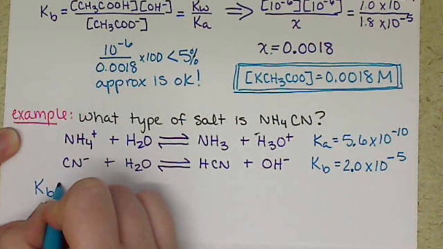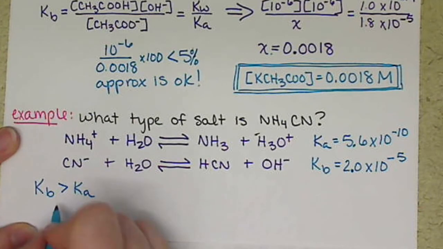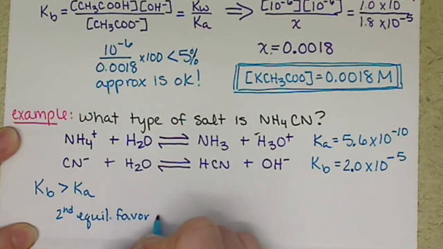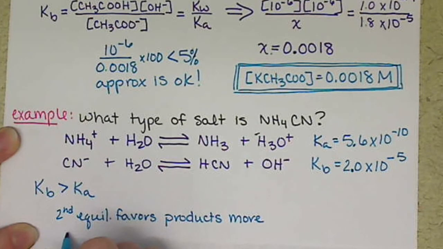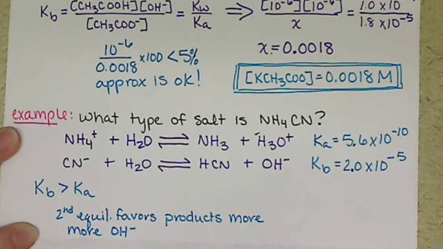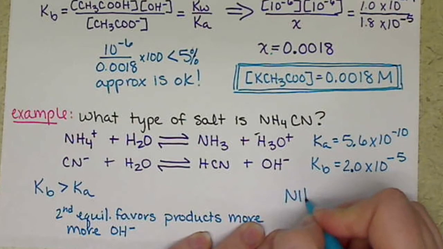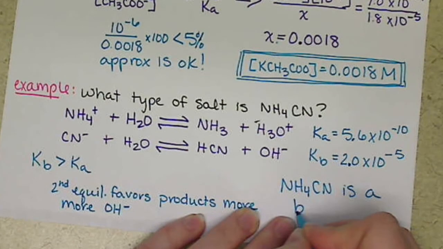So Kb is greater than Ka. So our second equilibrium favors the products more. So we have more OH-, which makes NH4CN a basic salt.